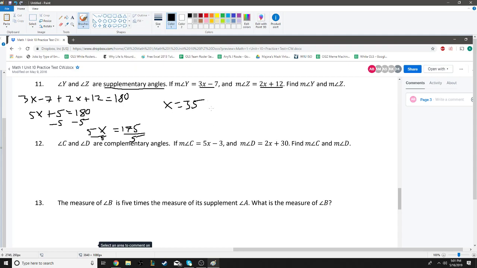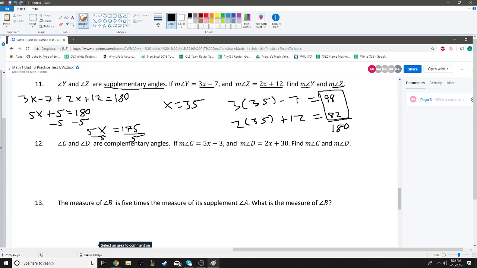Okay. So we're not quite done because they didn't ask us to find x, they asked us for angle y and angle z. So 3 times 35 minus 7, that's equal to 98. And then z was 2 times 35 plus 12, and that comes out to 82. You can check your answer by adding them together and making sure that they equal 180. So these guys are our answers. And we plug them back into the original problems.